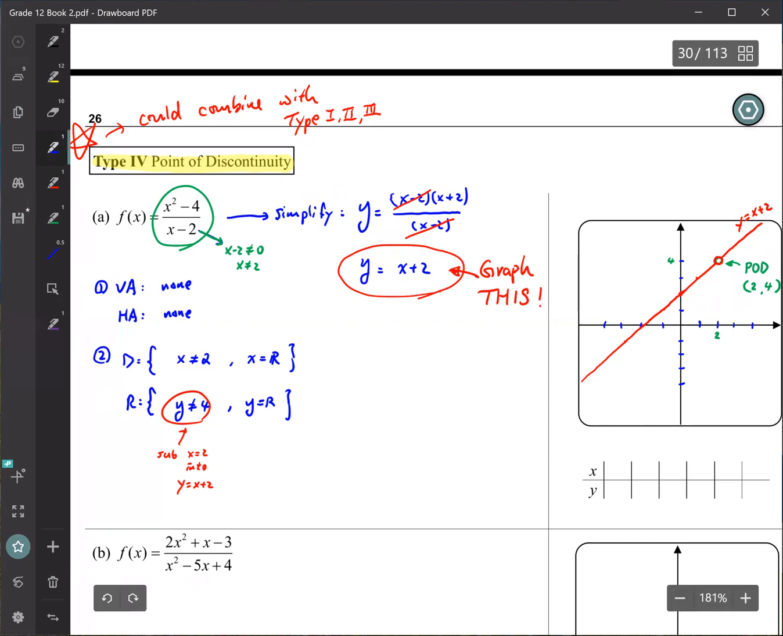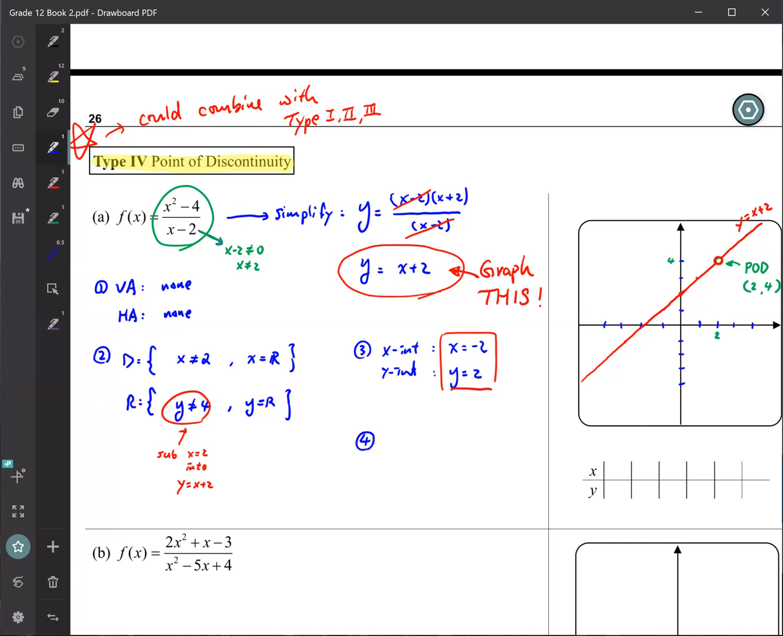Right, now let's look at number 3. Number 3 is the x-intercept and y-intercept, okay? The x-intercept and y-intercept are talking about the simplified one. So looking at the picture there, the x-intercept is at -2, right? Because it's a straight line, easier to see. The y-intercept is at 2. So if it's linear, it's pretty easy. Number 4, okay, so finally we have number 4 here. This is a POD. So the POD is at (2, 4). Okay, so this is the new thing here, finding the POD.